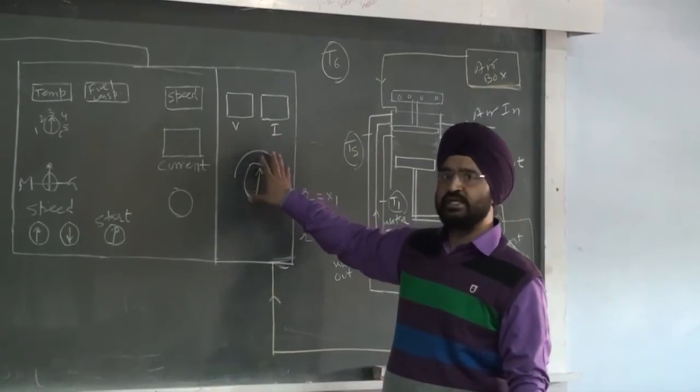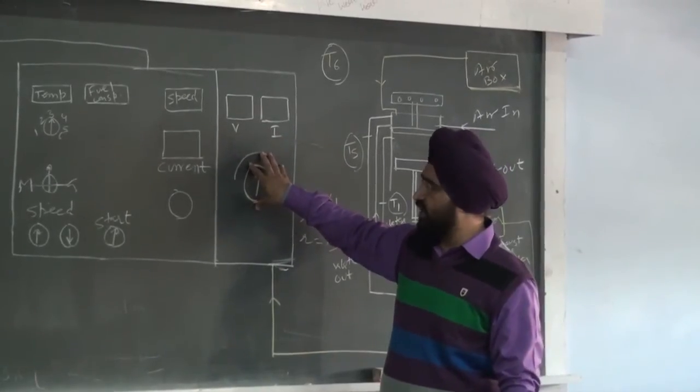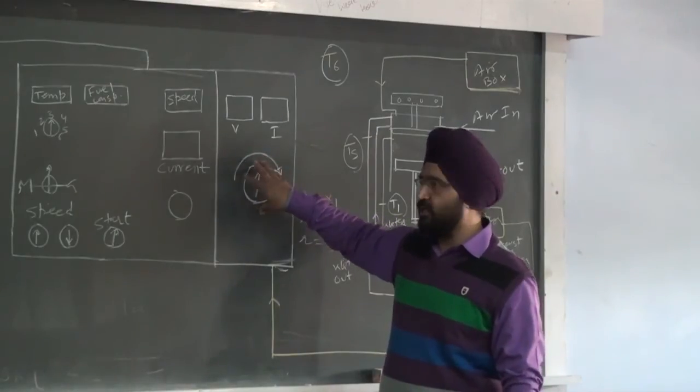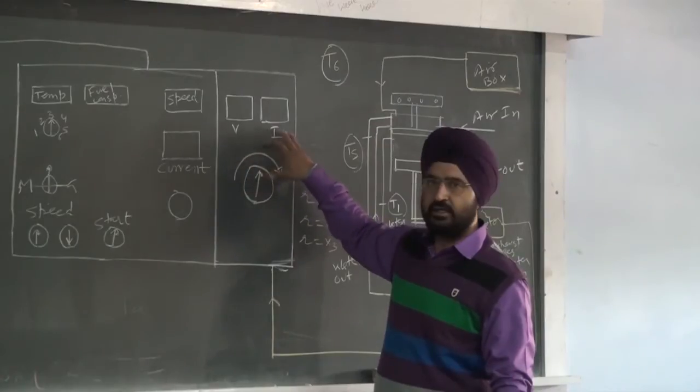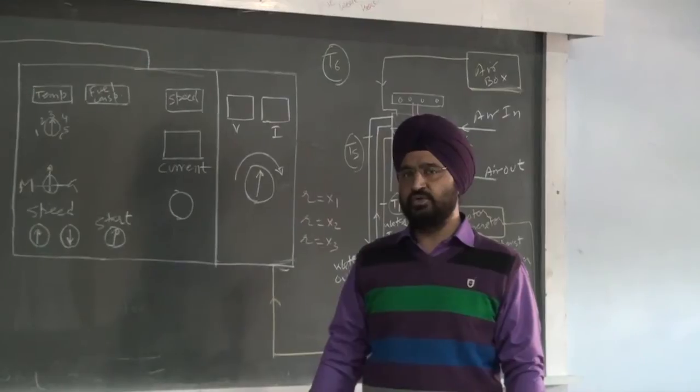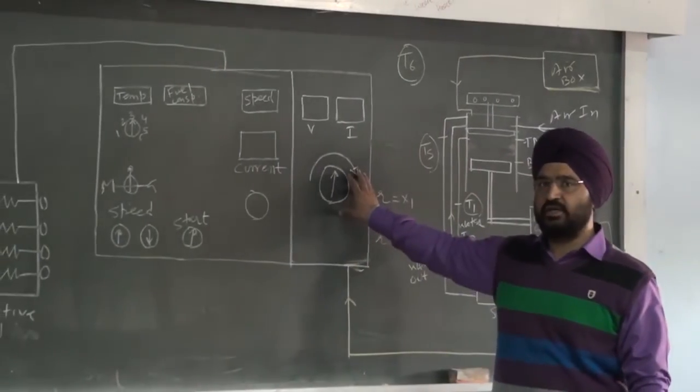So you could move this knob when you are running it in reverse mode, so that you will be able to vary the voltage and the current. When you are running the engine in a reverse mode, what should be the case?